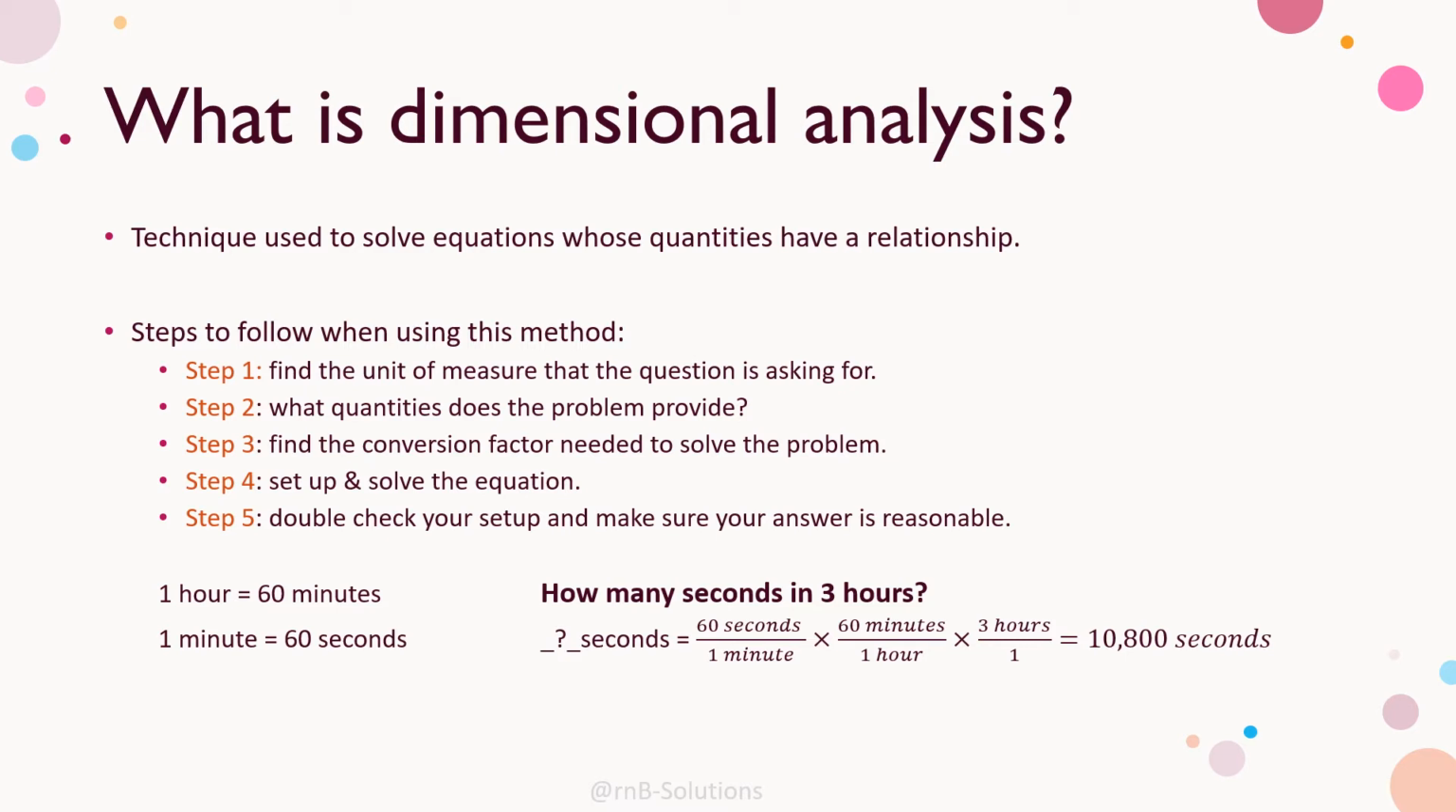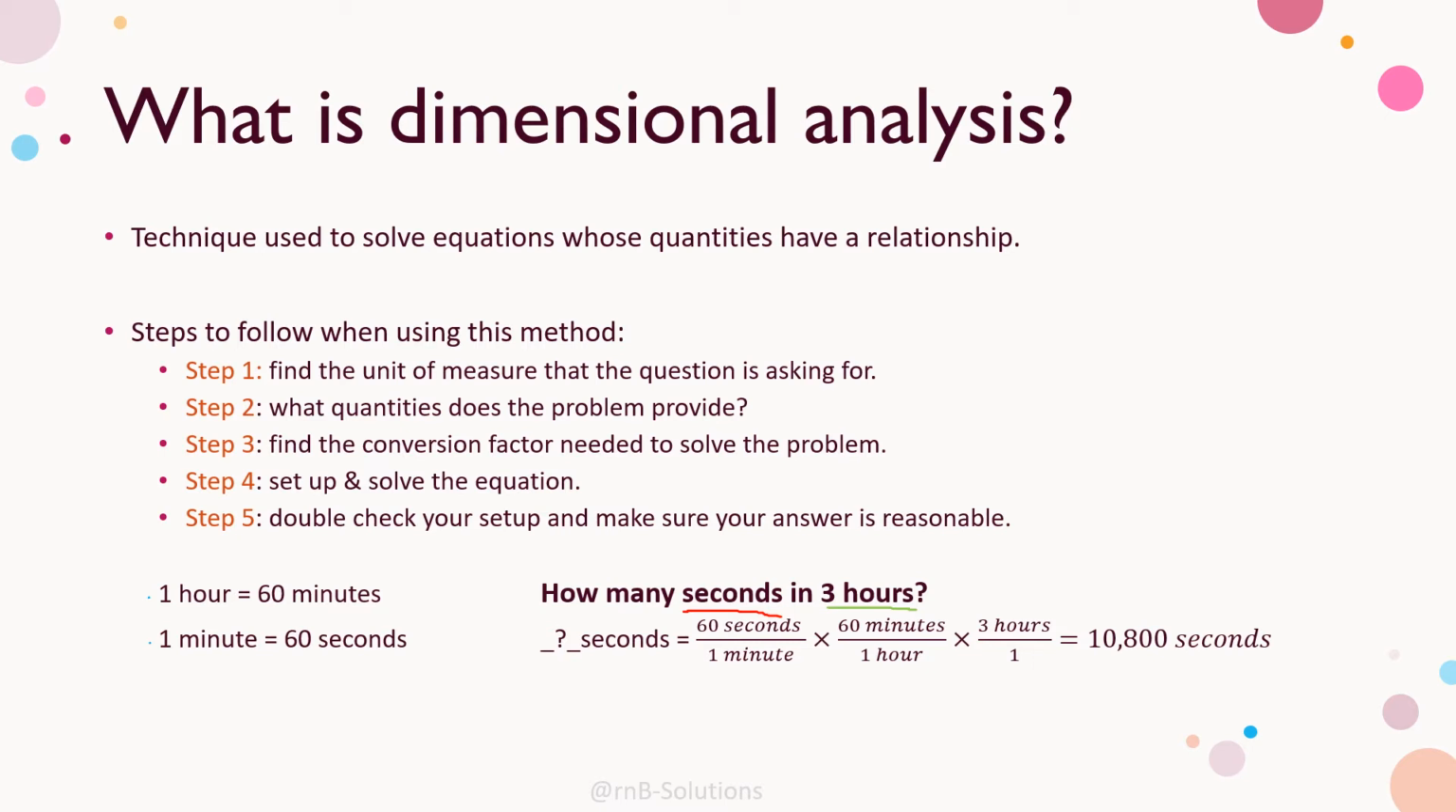So here I have a practice problem. And it is how many seconds in 3 hours? So what is the question asking for? Step 1, it is asking for the seconds. Step 2, what quantities does the problem provide? The problem provides 3 hours. Step 3, find the conversion factors needed to solve the problem. So the conversion factors for this problem would be that 1 minute is 60 seconds and then 1 hour is 60 minutes. So then we set up and solve the equation.